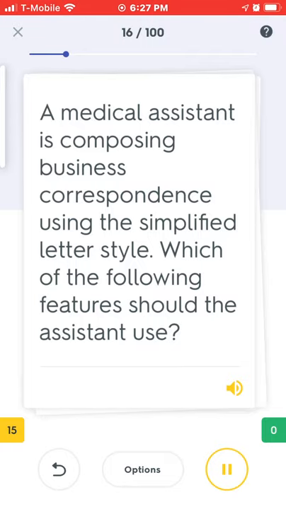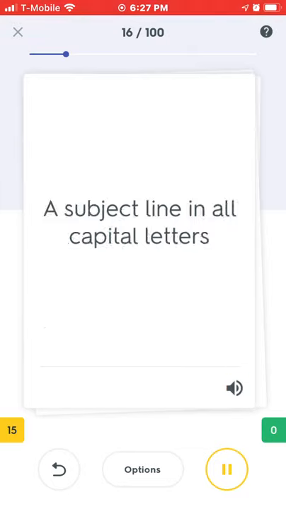A medical assistant is composing business correspondence using the simplified letter style. Which of the following features should the assistant use? A subject line in all capital letters.